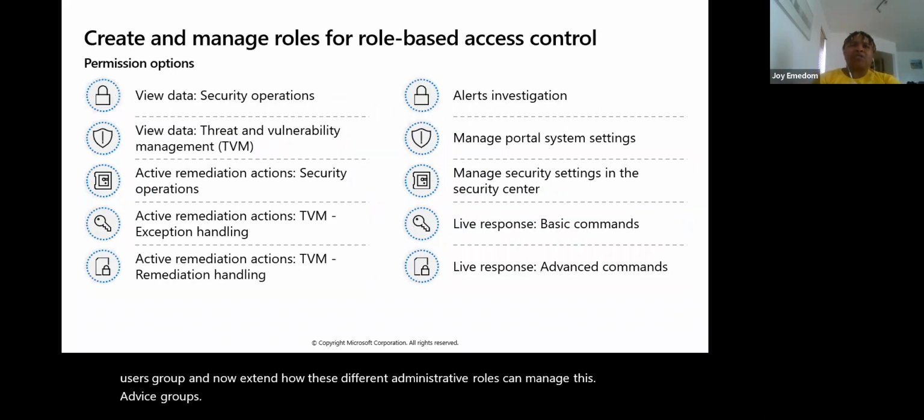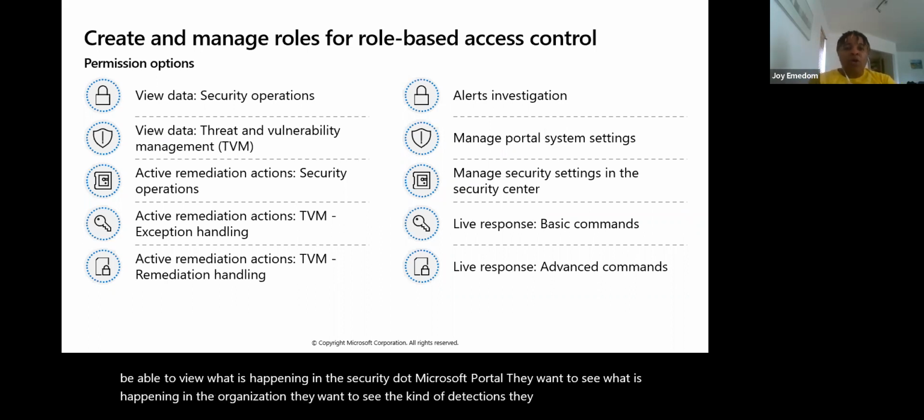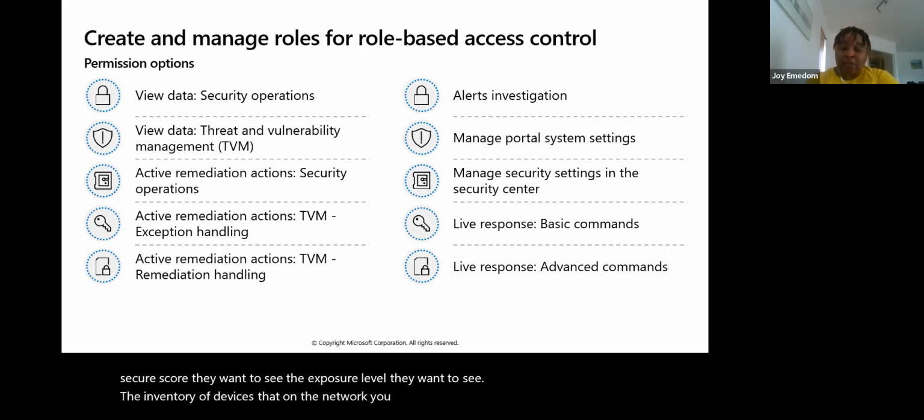So, for instance, you have people whose roles are security operations. They probably want to be able to view what is happening in the security.microsoft portal. They want to see what is happening in the organization, the kind of detections, the secure score, the exposure level, and the inventory of devices that are on the network. You can create a role targeted to that function.